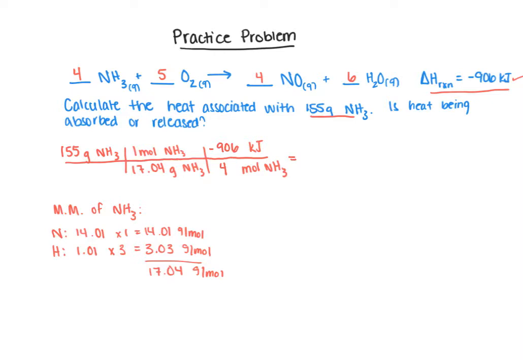When you solve that equation, you should get that your answer is negative 2,060 kilojoules. And is heat being absorbed or released? Well, we have to look at the value of delta H of our reaction. And because that value is negative, it tells us that the reaction is exothermic, so that heat is being released.